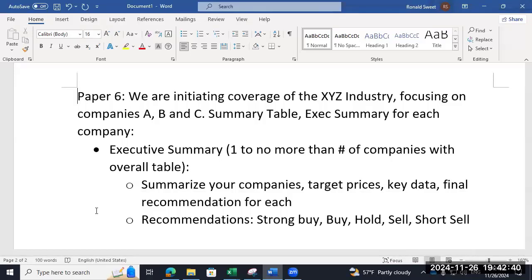So everybody understand the beginning of paper 6? So you could have, we are initiating, and then maybe have a table underneath with the 3 companies. So you could certainly do that. Questions on that? Then you have an exec summary, 1 page per company at the most, where you can bring key data. Your team should probably sit down and decide what that key data is. Let's talk a little bit about the key data.